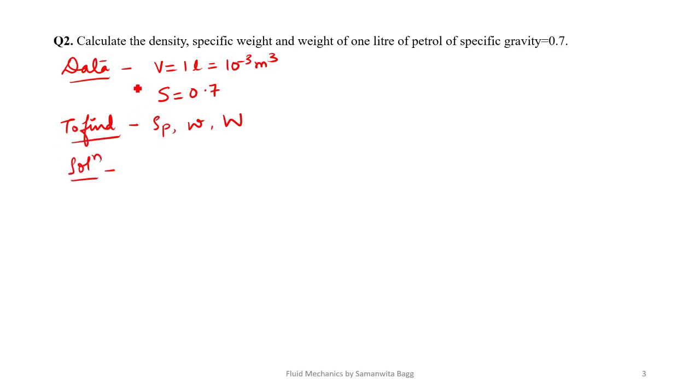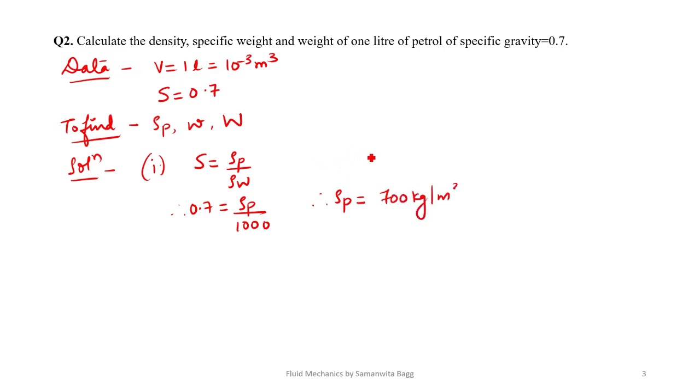Now let's start with specific gravity, which is given to me. So I will use S is equal to rho of petrol upon rho of water. So this makes it 0.7 is rho of petrol, not known, upon rho of water, which is 1000. So I know rho of petrol is 700 kg per meter cube. This is the first thing that you can find very easily.